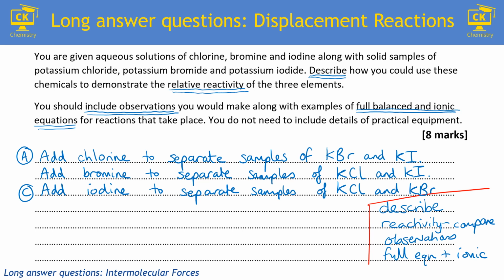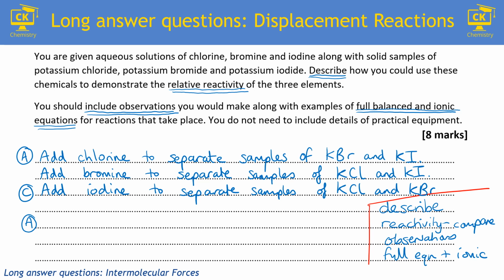We're going to refer to them as A, B and C. And then what we can do is show how they link together in our equations. So A is adding chlorine, B is adding bromine, and C is adding iodine. So it's really, really clear which bit we're talking about. So for A, I can start to write some balanced equations.